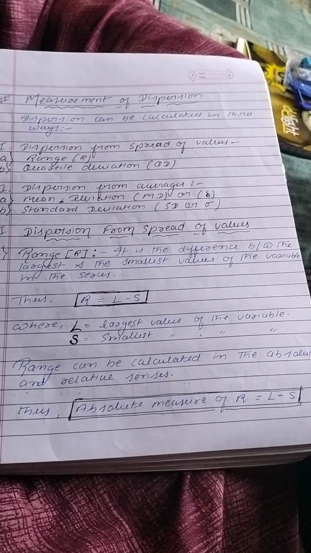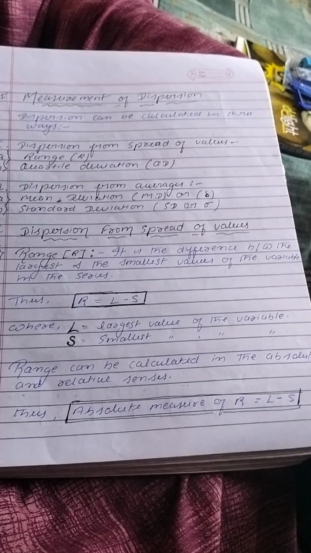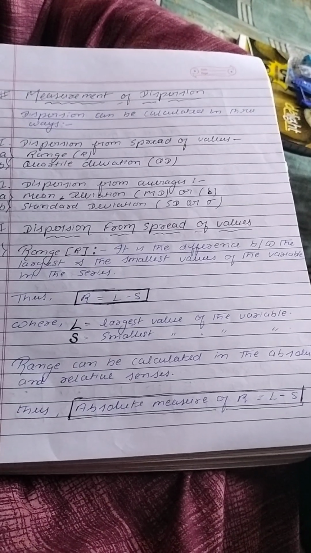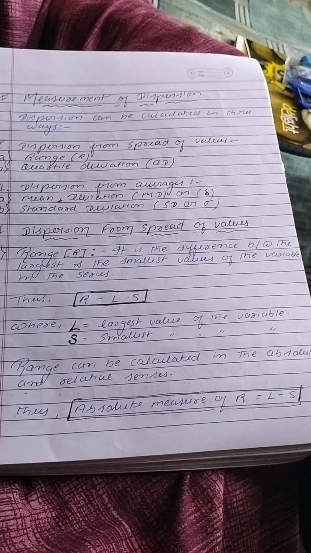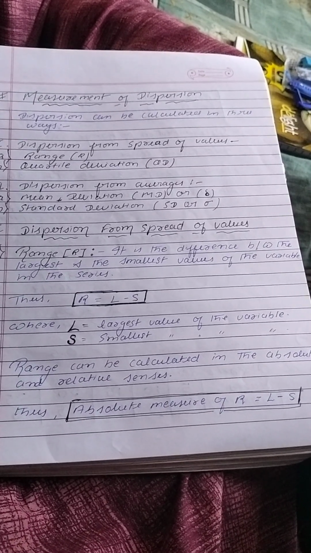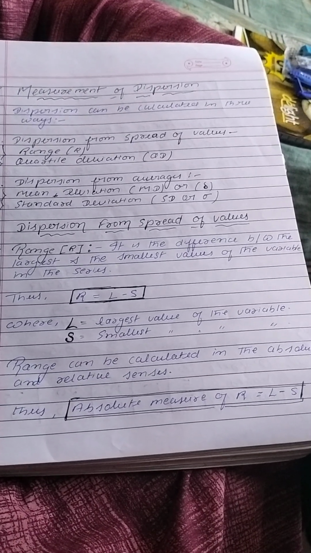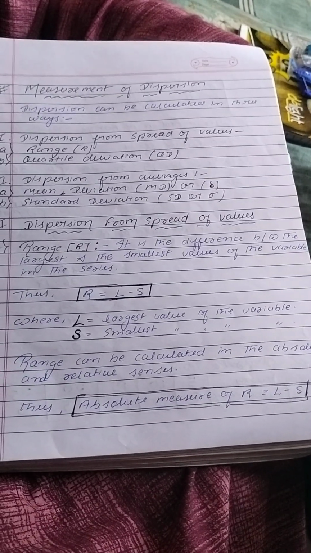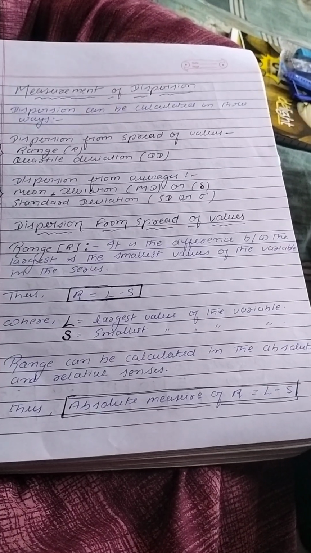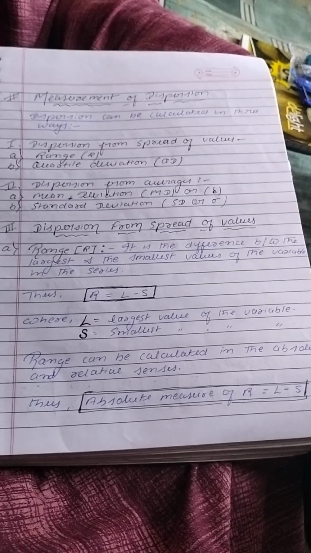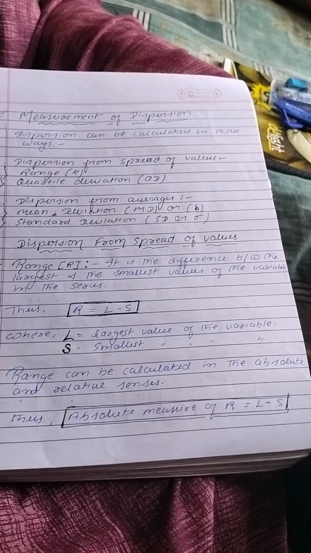So this is the maximum distance of the difference of the numbers, and any numbers like 3, 4 and other observations will be under the 8 as a range. So 8 is the highest degree of the range, and if you are taking any other number, it is under the 8. Here L is the largest value of the variable and S is the smallest value of the variable. So range can be calculated in absolute and relative sense.